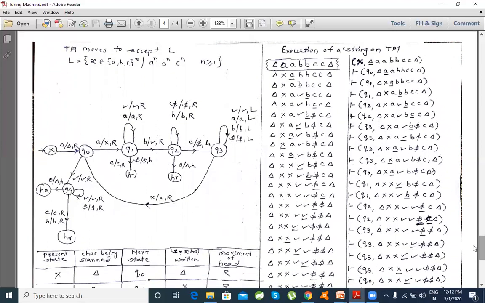Now in this session, what we have discussed is how to design a Turing machine to accept a particular language, and we have considered this example: a raised to n, b raised to n and c raised to n, where n is changing from 1 to infinity. One by one, in the last session we had a discussion about how the logic goes and how to make sure how many states I should have in my finite state machine within my Turing machine.